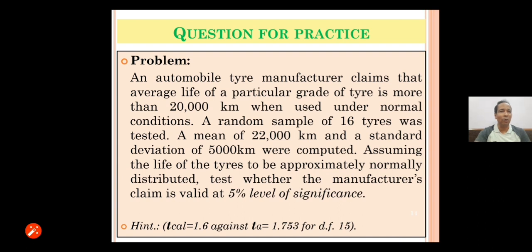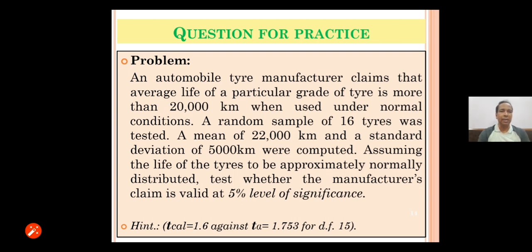Now let's see another problem which you will do on your own. The problem goes like this: an automobile tire manufacturer claims that the average life of a particular grade of tire is more than 20,000 kilometers when used under normal conditions. A random sample of 16 tires was tested. A mean of 22,000 kilometers and a standard deviation of 5,000 kilometers were computed. Sample mean, sample standard deviation. 16 tires means sample size.